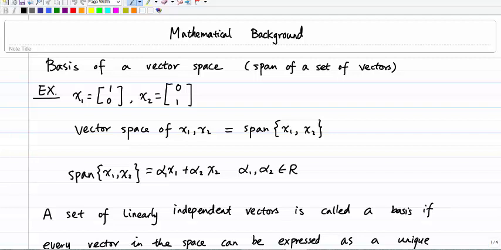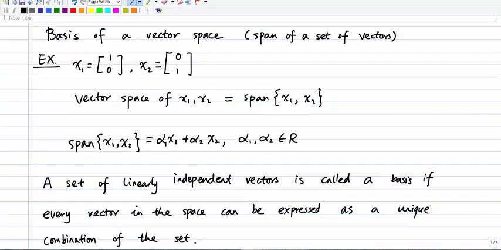For example, if I give you x1, x2, the vector space of x1, x2 is given by the span of x1, x2, which is defined as alpha 1 x1 plus alpha 2 x2, a linear combination of all the vectors with a different weight assigned to each vector. Okay, so a set of linearly independent vectors is called a basis if every vector in the space can be expressed as a unique combination of the set.